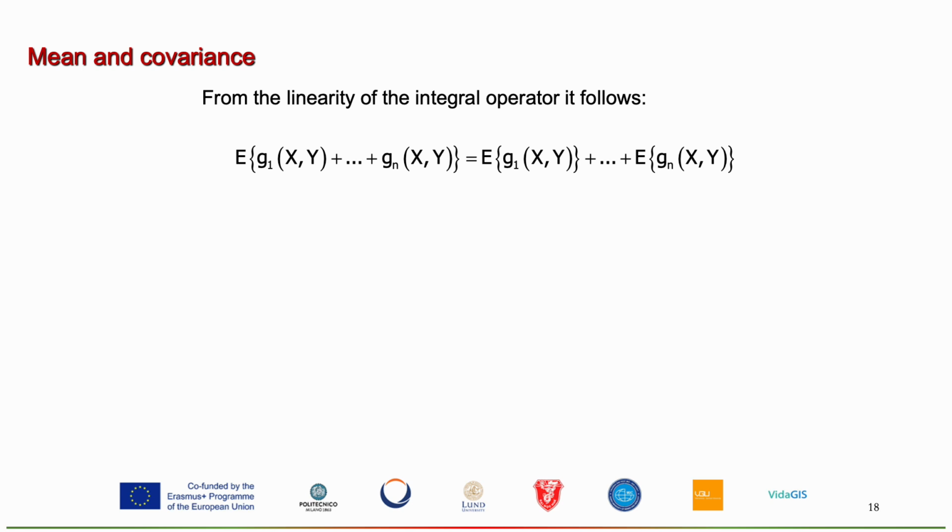zn. Strictly speaking, you have to compute the expectation of g1 plus g2 plus etc. up to gn, but the expectation for the continuous case is an integral, for the discrete case is a sum. The sum and the integral are linear operators, and so the expectation of z1 plus z2 etc. up to zn is simply given by the expectation of g1 plus the expectation of g2 plus up to the expectation of gn.